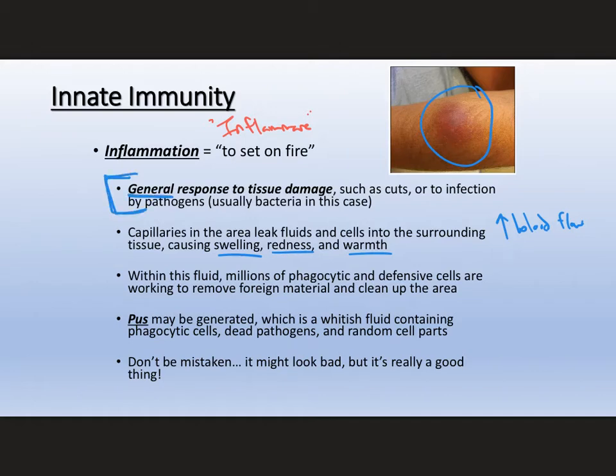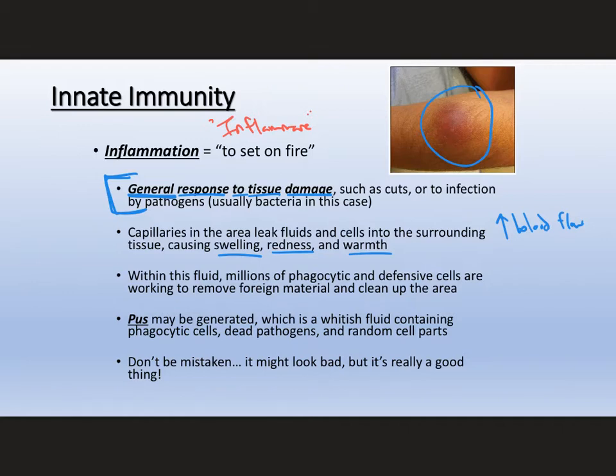Inflammation is a general response to tissue damage. So think about that for just a second, though. General response to tissue damage. Notice we're not mentioning infection. So if you have tissue damage for any reason in your body, you get an inflammatory response.